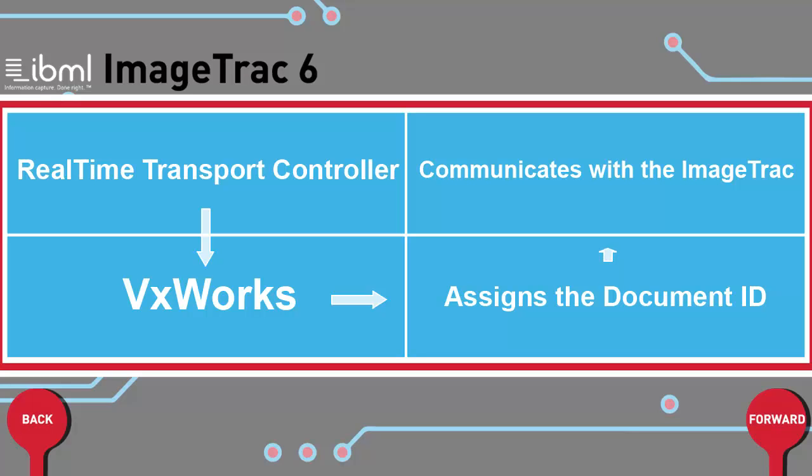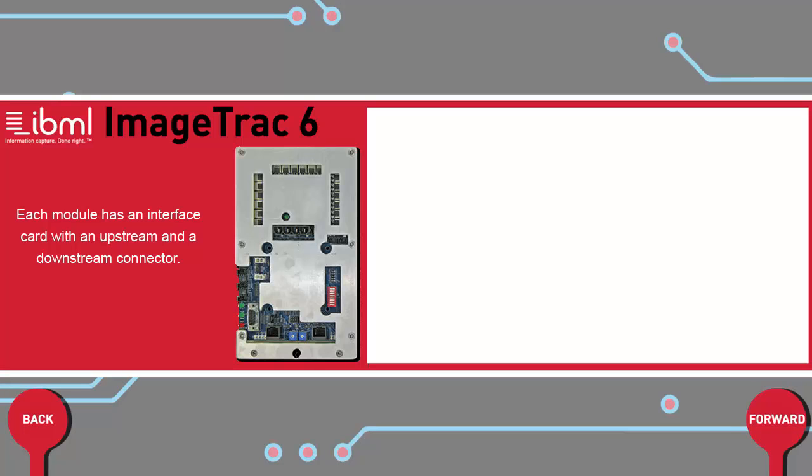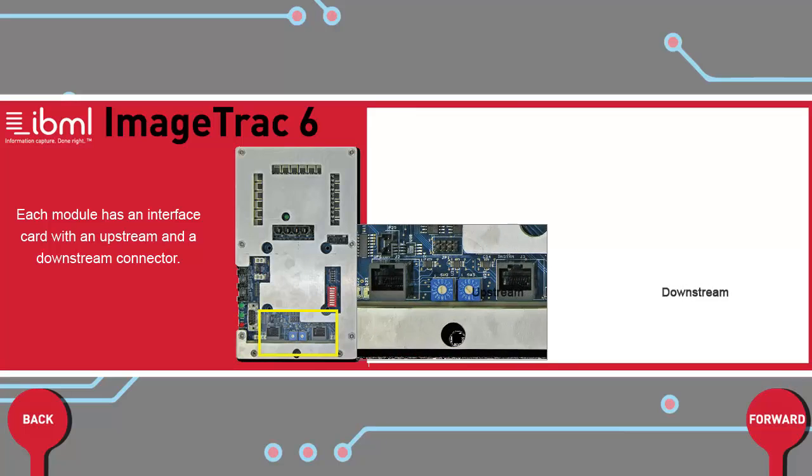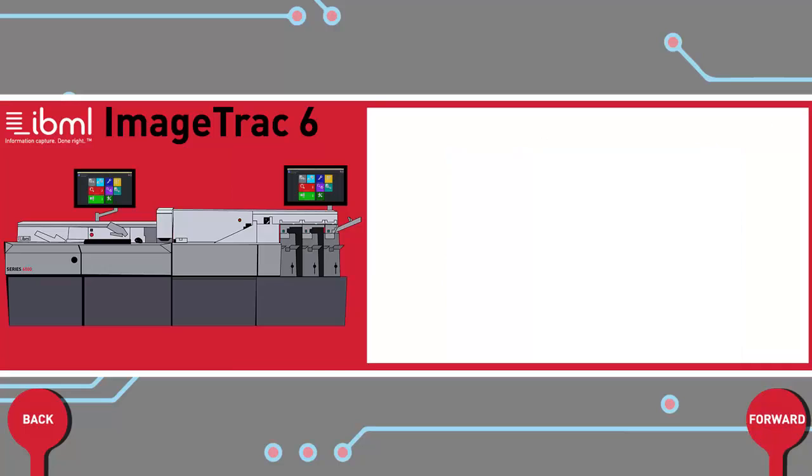The RTC communicates with the ImageTrac using a combination of Category 5 networking cables, one Category 5 crossover cable, and an IBML-designed interface board. Each module has an interface card with an upstream and a downstream connector. This is where the cables connect. The crossover cable connects between the host PC and RTC. We have now identified and discussed the functions of hardware and software.